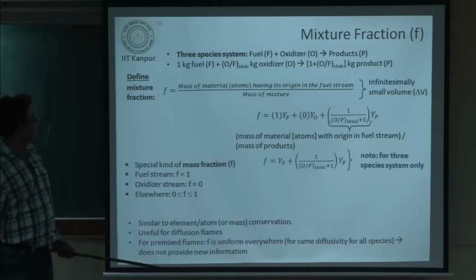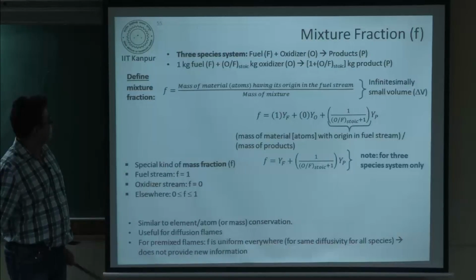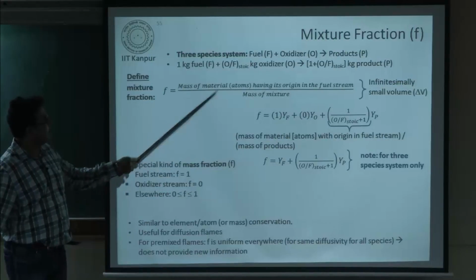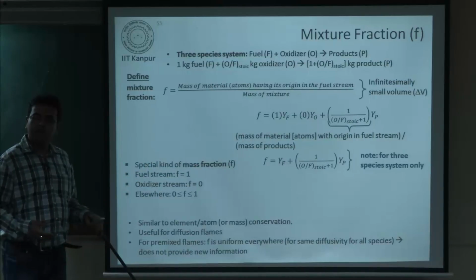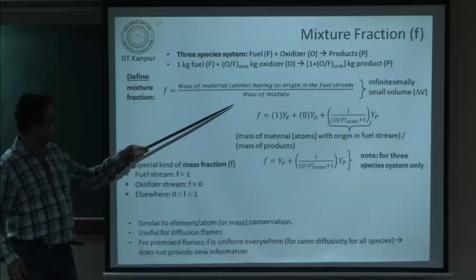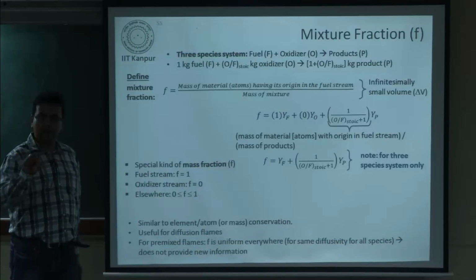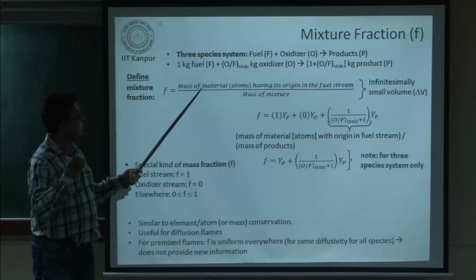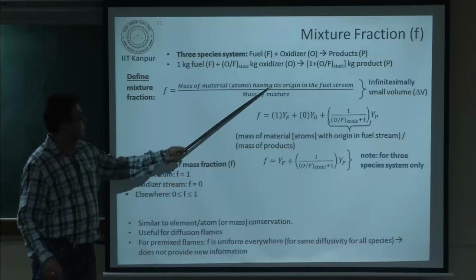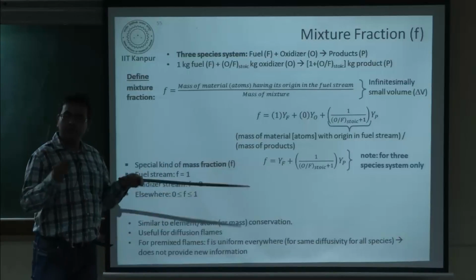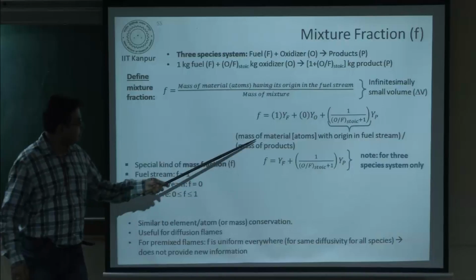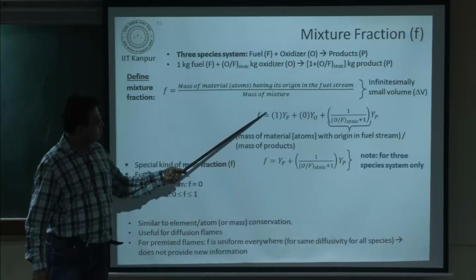Similarly, you can define the mixture fraction, right. The definition is given here. It is the mass of material that has its origin in the fuel stream, okay, divided by the mass of the mixture. Suppose you can measure at any location the mass of material that has originated from the fuel stream, and you know the total mass of the mixture at that point, then you can calculate the mixture fraction. There is a simple expression for the mixture fraction, given here.